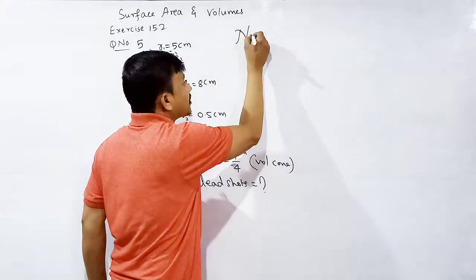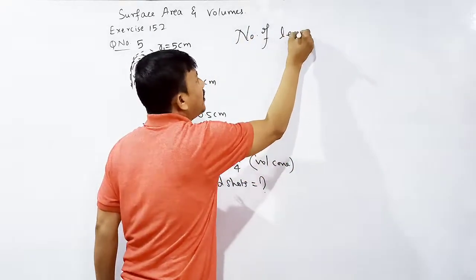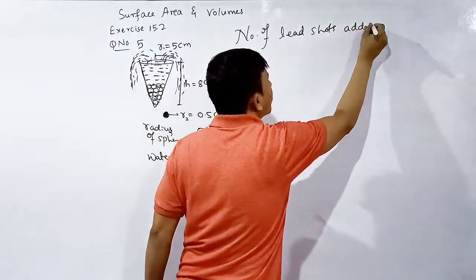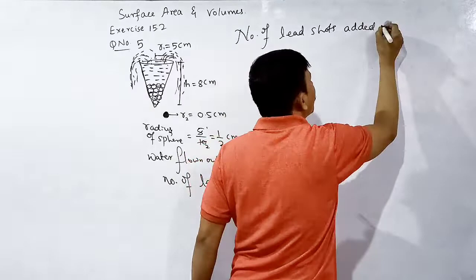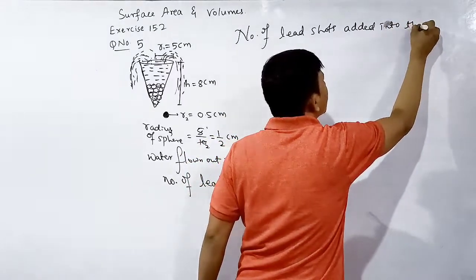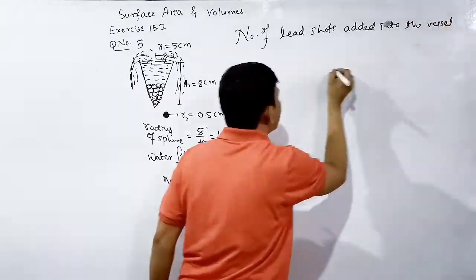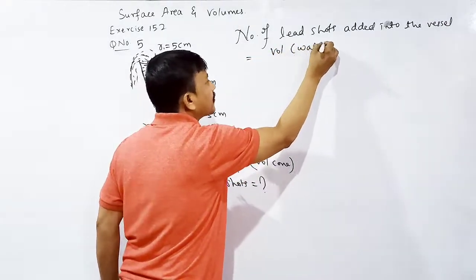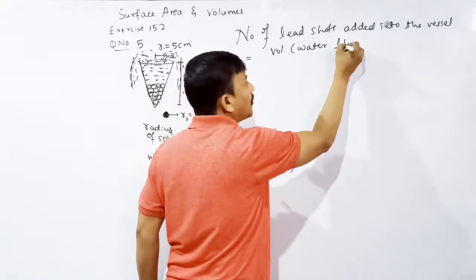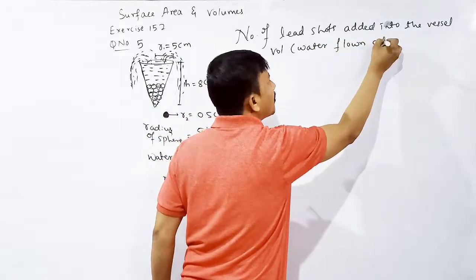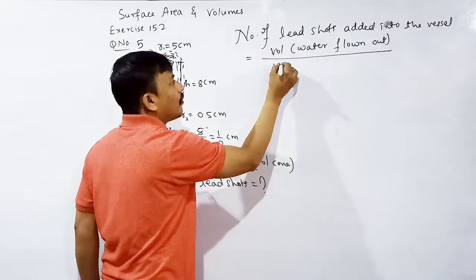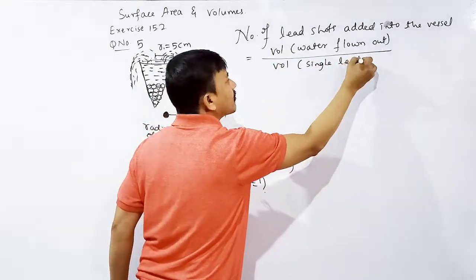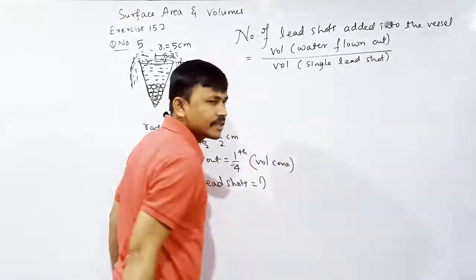Number of lead shots added into the vessel is equal to volume of water flown out divided by volume of a single lead shot. Volume of a single lead shot.